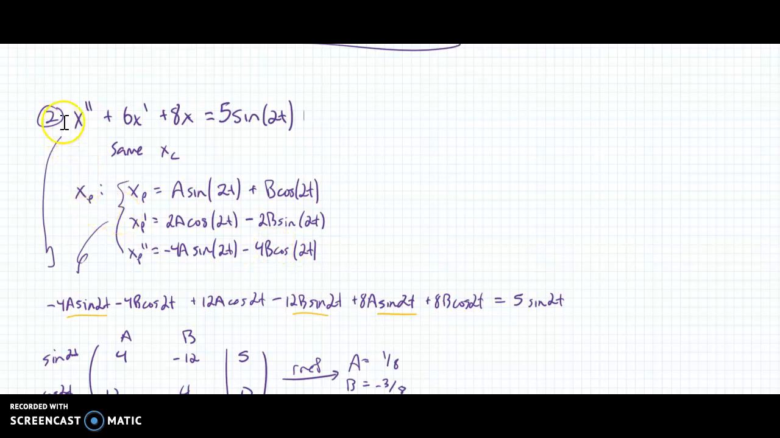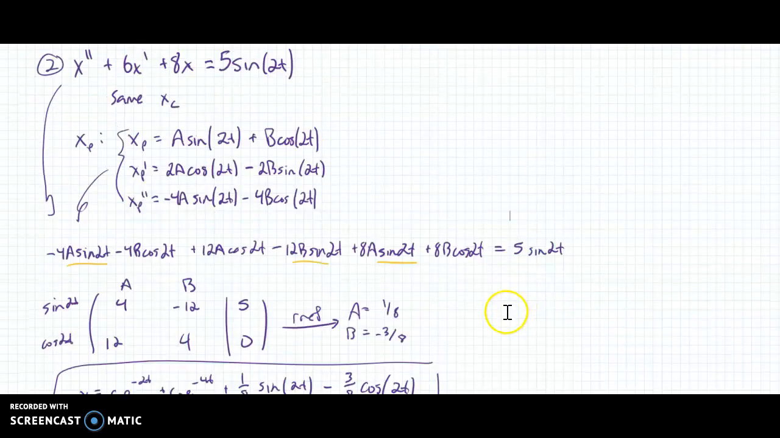From there, I plug it into this. So this term right here is right there. Then I have a 6 times x prime. So if I do 6 times these two terms, that gives me 12s instead of 2s. And then 8 times these gives me these. And then I set it equal to the 5 sine of 2t. That's where the 5 comes into play. We don't need to worry about it until now.